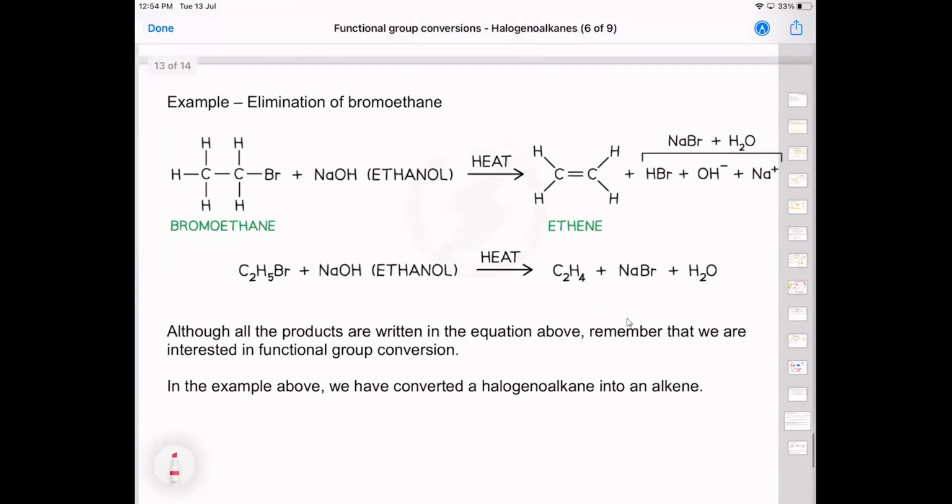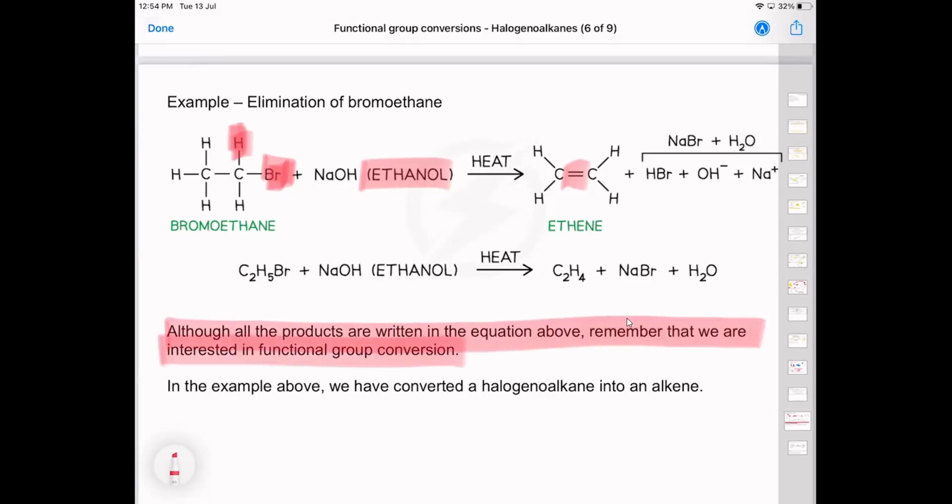I'll let you go home and read this. This literally just means we take off the halogen, you remove it, and you remove another hydrogen, and you end up forming the double bond. And the specific condition here is sodium hydroxide in ethanol. Cool.